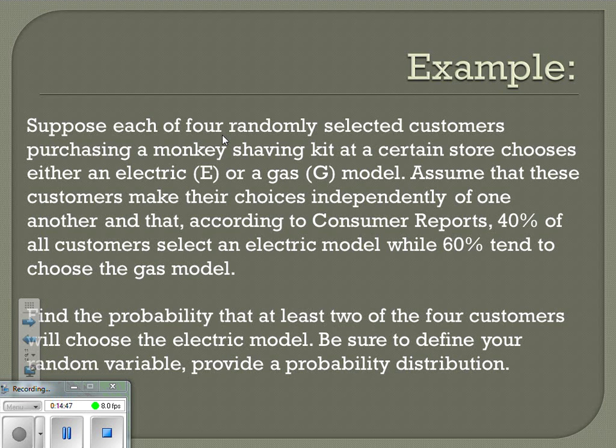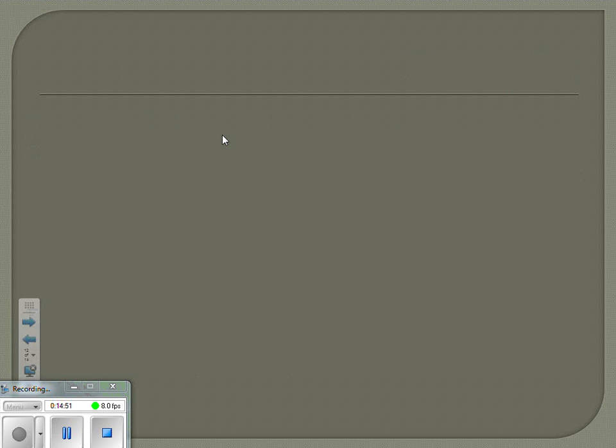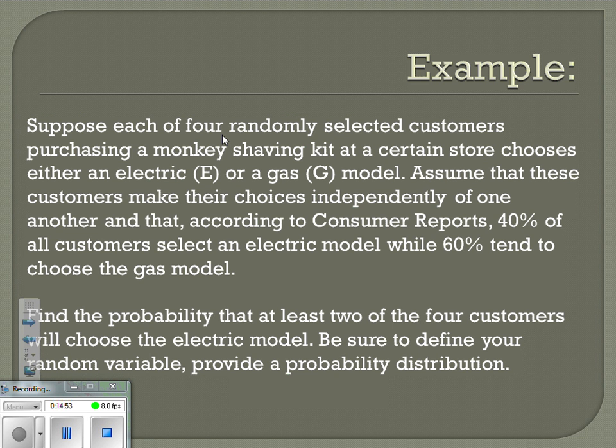The setup is very, very similar to what we just did. We just use different numbers. So again, the probability that we get an electric is 0.4. The probability of a gas is 0.6. So find the probability that at least 2 of 4 customers, so the probability that 2 or more customers, will choose the electric model.